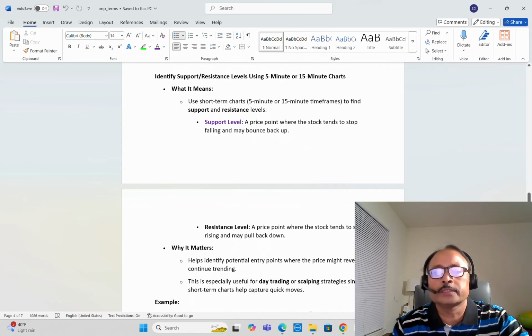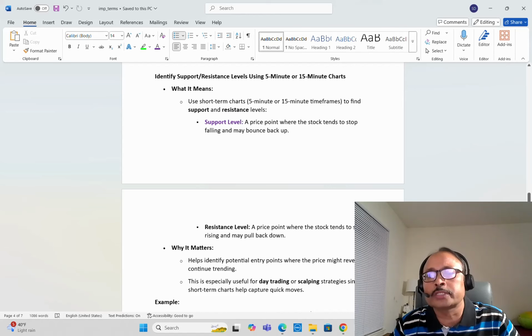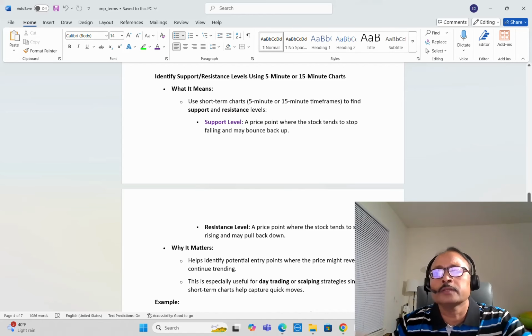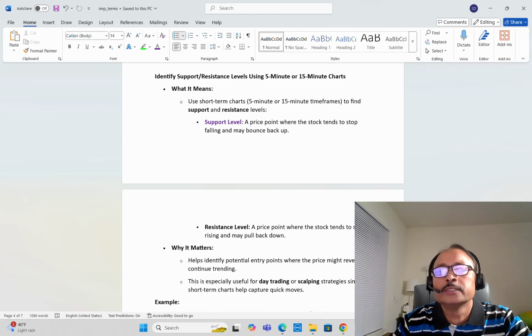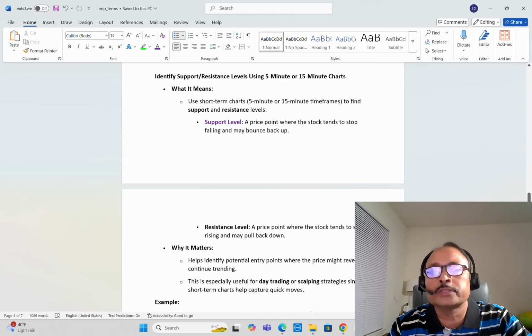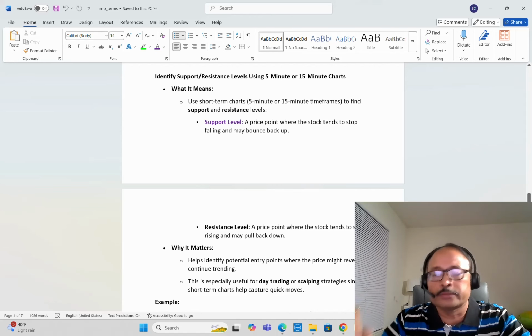So what is the support level? The support level is the price point where the stock tends to stop falling. That is the lowest point, so it won't fall further from there. That is where the stock tends to stop falling and may bounce back again. So that is the support level.